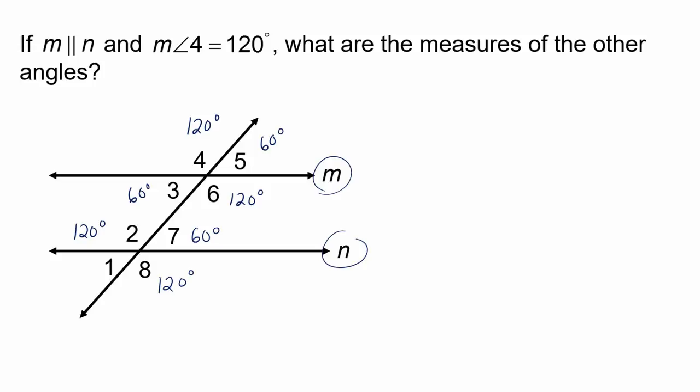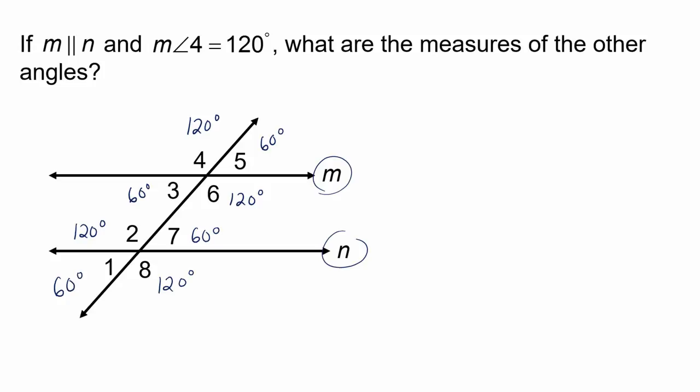Also, you could think of it as angle 5 and angle 7 are also corresponding. They must have the same measure, again telling us that angle 7 would be 60 degrees. Angles 7 and 1 are vertical angles. They must have the same measure, so angle 1 is 60 degrees.